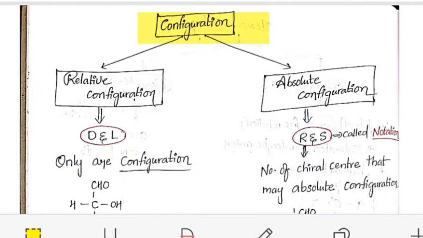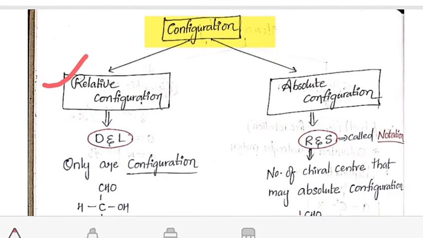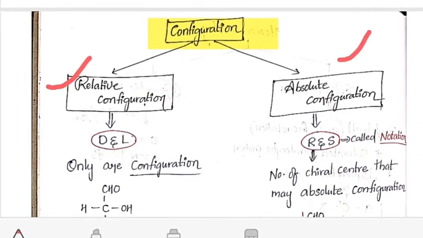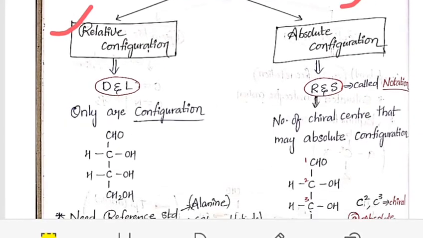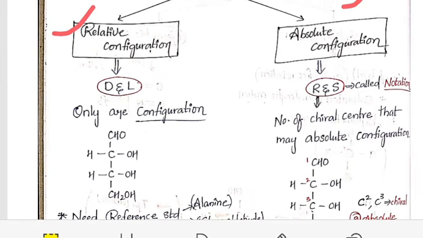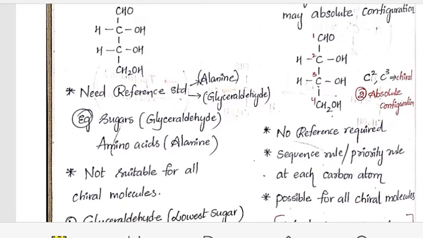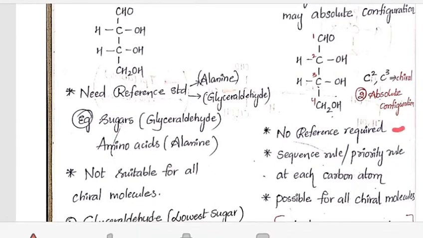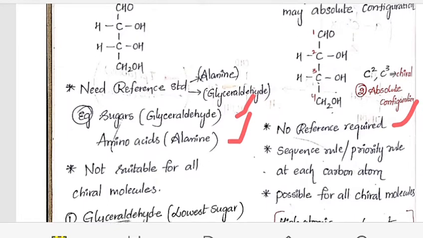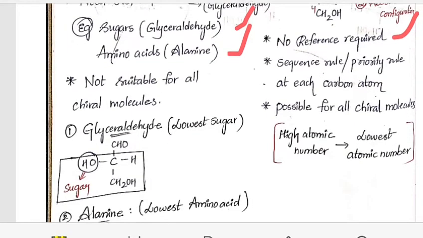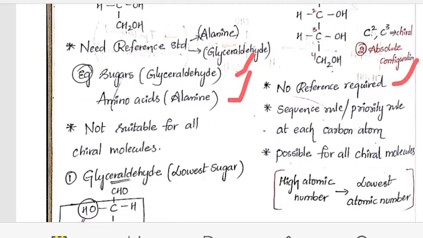Configurations are divided into majorly two types: one is relative configuration and the other is absolute configuration. I have represented the differences here. Relative configuration is expressed as D and L form, whereas absolute configuration is expressed as R and S, also called R and S notations. In absolute configuration, no reference is required, whereas in relative configuration a reference is required, like glyceraldehyde for the sugars and alanine for the amino acids. Relative configuration is not suitable for all, whereas absolute configuration is suitable for all the chiral molecules.